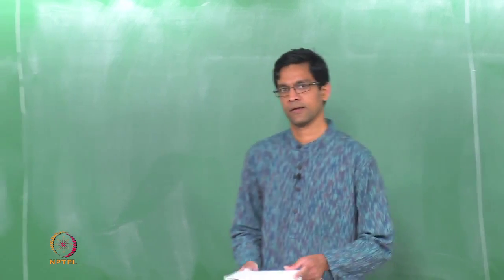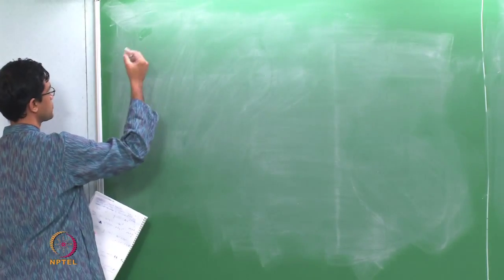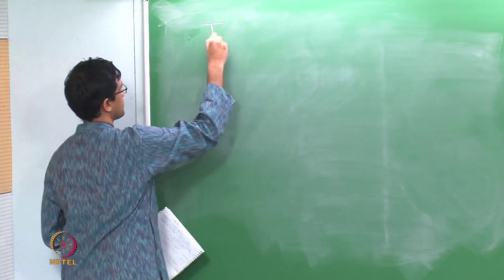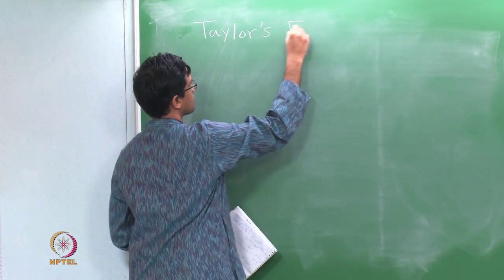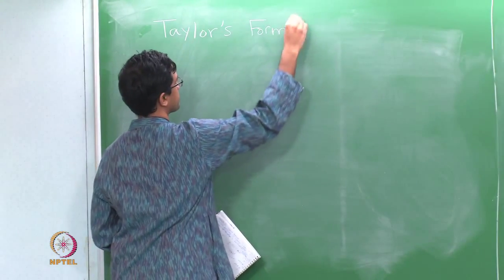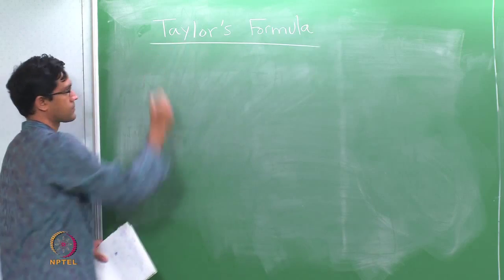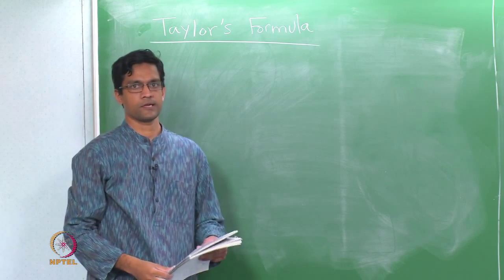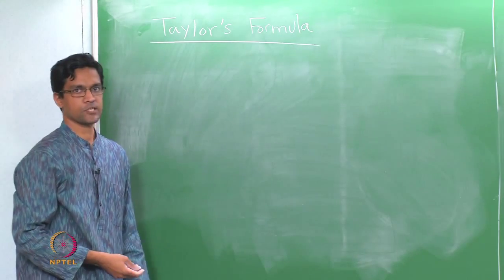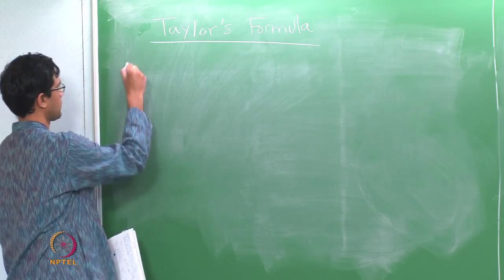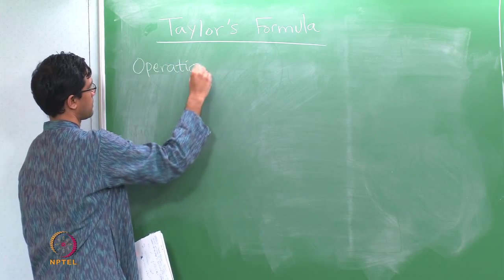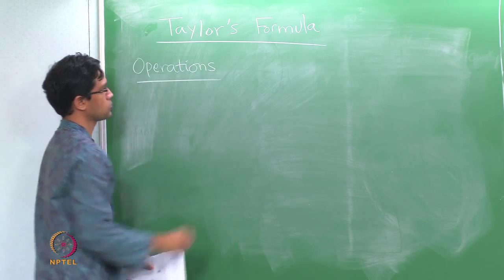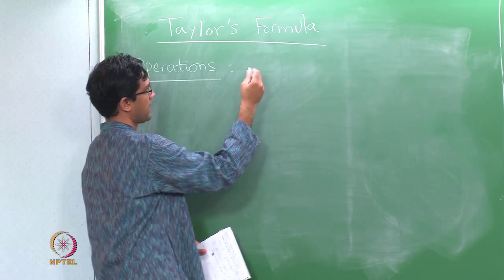Okay, welcome back. Here's the next thing we'll do with polynomials. So I want to talk about something called Taylor's formula. But before I do this, let's just quickly recall what operations we have defined on polynomials. So given two polynomials, we had the following things.